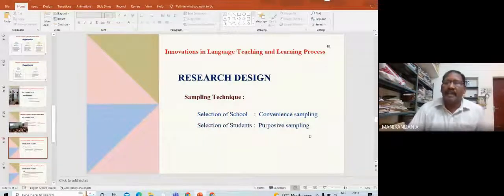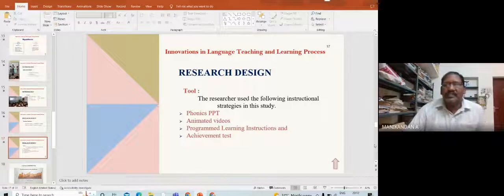I'm working as a government school teacher, so it's convenient for me. So the selection of the school is convenient sampling. Also the selection of students is purposive, because they are those who do not have proper knowledge about reading and writing in language. So we purposely select them, purposive sampling. The researcher used the following tools: a phonics PPT, animation videos, programmed learning materials, which are printed in hard copy, and a pre-test and post-test, that is, an achievement test.